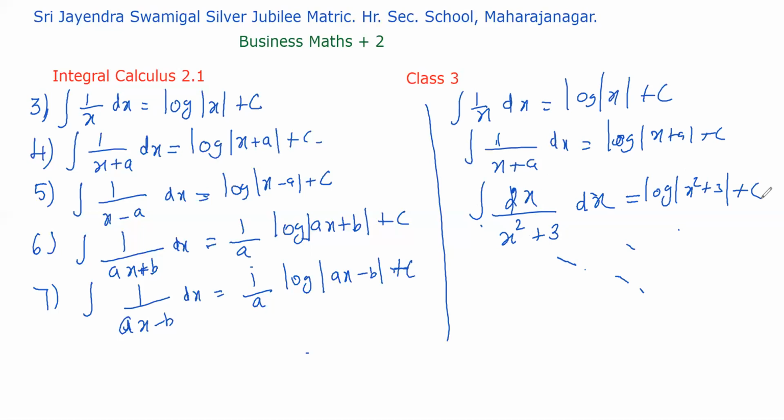If the derivative of the denominator is in the numerator, we make use of this formula, log of the denominator. Here the derivative of x squared plus 3 is 2x, which is in the numerator. So the formula becomes log of x squared plus 3 plus c. Now, using these five formulas, let's start this session. We'll do some more problems using these formulas. Already we have finished 8 examples in the previous one. Now we'll start with example 9.